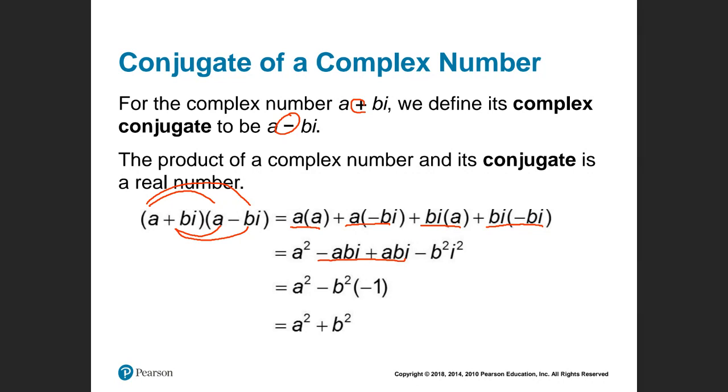So now a squared minus b squared i squared. Change i squared with negative 1. So a squared, negative times negative is positive. b squared times 1 is b squared. So the answer for a plus bi times a minus bi equals a squared plus b squared. So it becomes a real number.